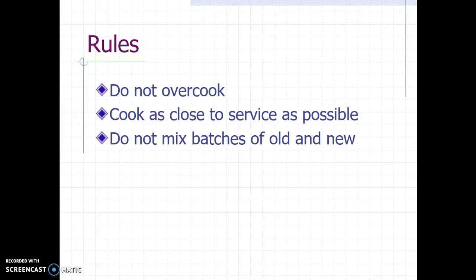So basic rules: don't overcook your vegetables. Cook them as close to service as possible. Remember, hopefully you guys have listened to me when I've said this. If we have a presentation time of 6 o'clock, or you have a service time at work of 6 o'clock, I don't want you cooking your vegetables at 4:30, right? Because we want them to be fresh. We want them to be vibrant. We don't want to hold them for too long. And then we don't want to mix old batches of vegetables with new, because that will just break down the newer vegetables faster. So we need to be careful of that.